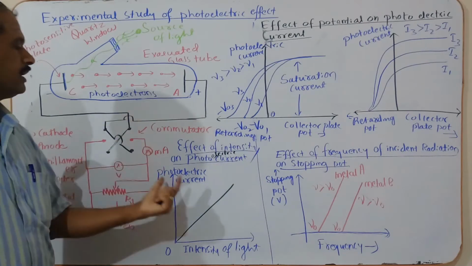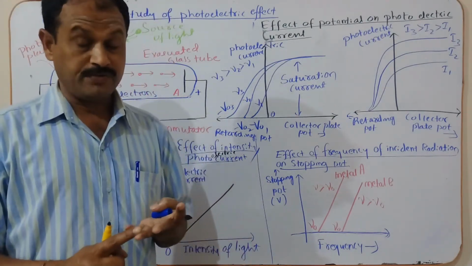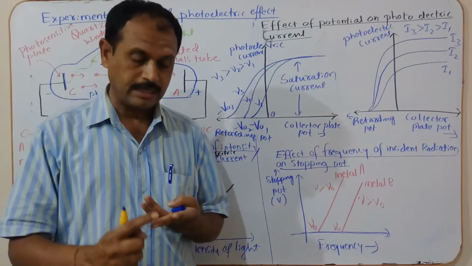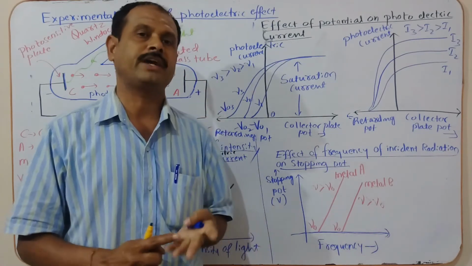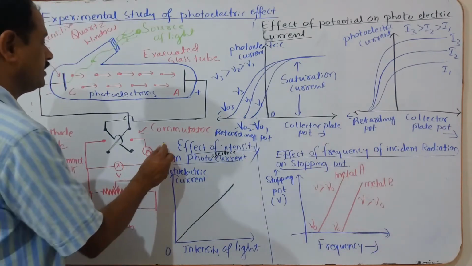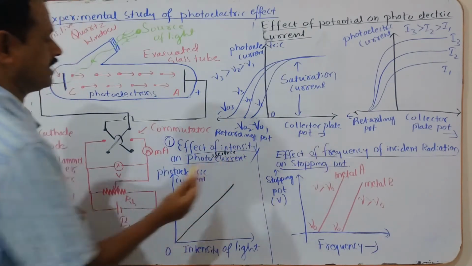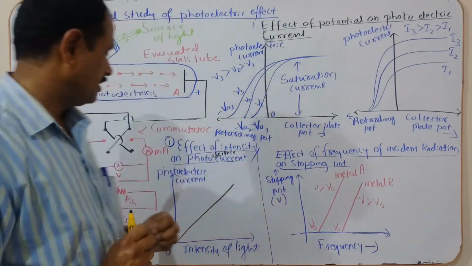Now this photoelectric current depends mainly upon the intensity of light, the frequency of light, the nature of the photosensitive substance and the frequency of the incident radiation. Depending upon these are the four factors. Now first you have to study the effect of intensity on photoelectric current. Already in the previous video clip I have explained this.